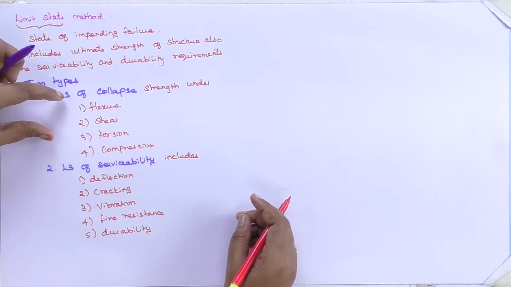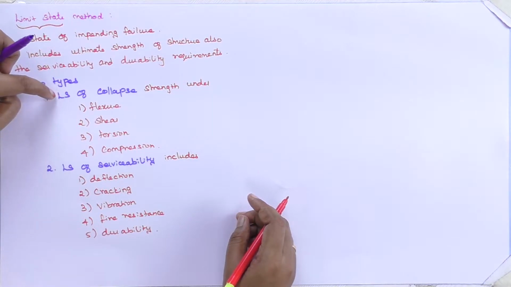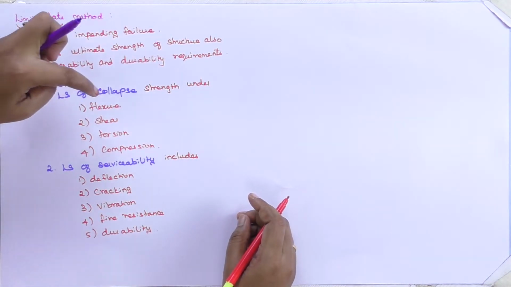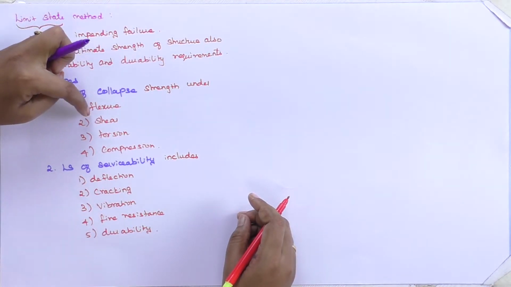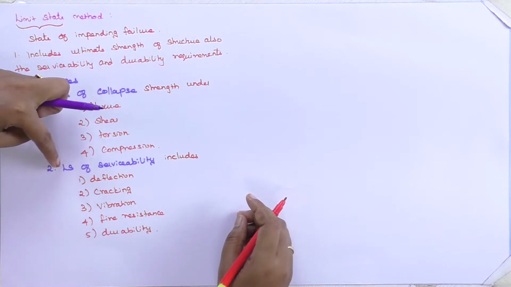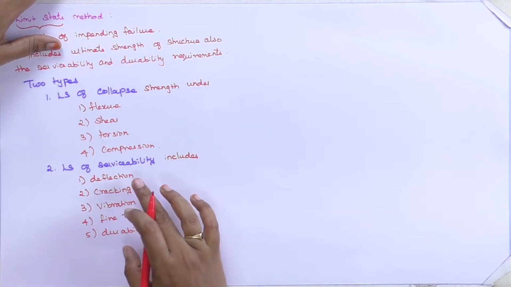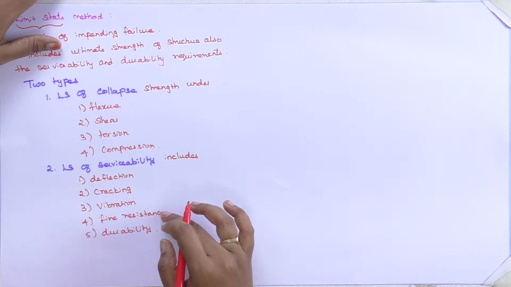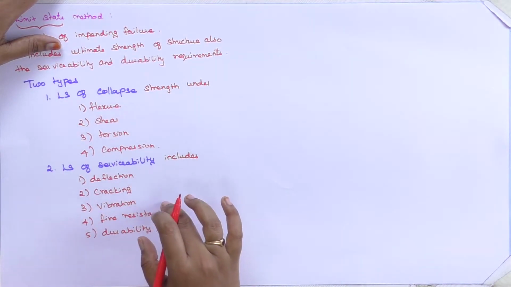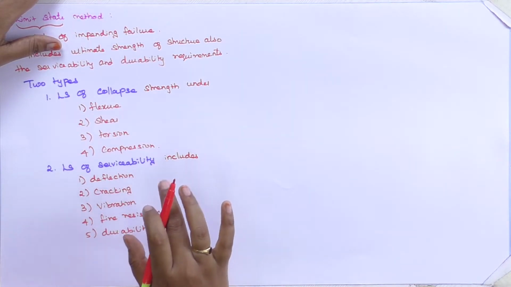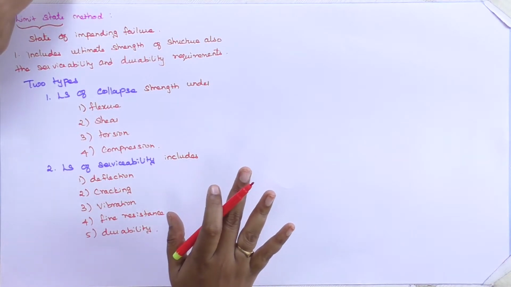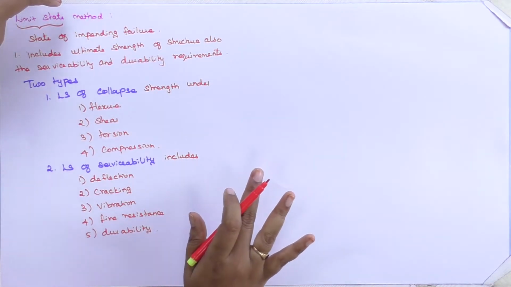We have two types of limit states. Limit state of collapse, that we are checking for the strength. If the member is a flexural member, we will check the strength for flexure, shear, torsion and compression. The limit state of serviceability includes deflection, cracking, vibration, fire resistance and durability. This is the long-term process which you are going to get for our structure. We ensure these two types of limit state under our design. Till now we are using limit state design for our structures. Now we are going to see about the analysis of sections under working stress method.